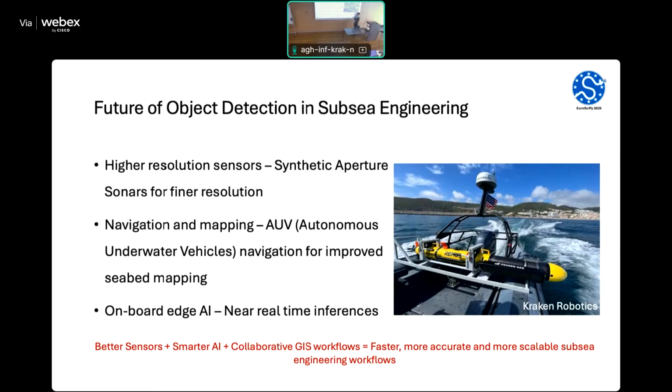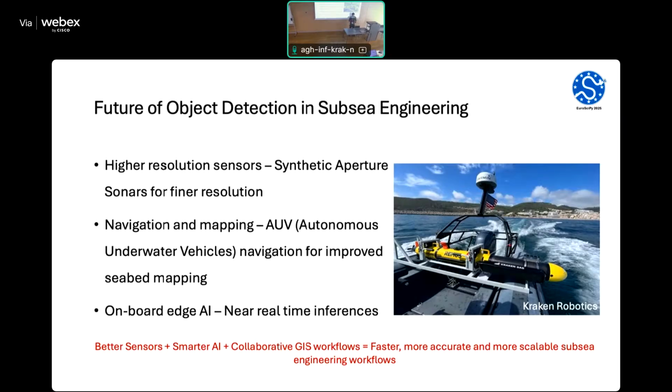The second thing where the application of machine learning would work would be navigation and mapping. Now, these AVs need a lot of work in navigating around the seabed on their own, going around like a robovac goes in our homes to clean it up. So that needs to improve. And then the third one is onboard edge AI, near real-time inferences, meaning you develop lightweight machine learning frameworks which can be deployed on these devices, and you can do near real-time inferences.